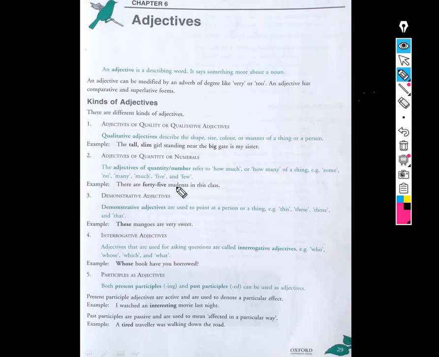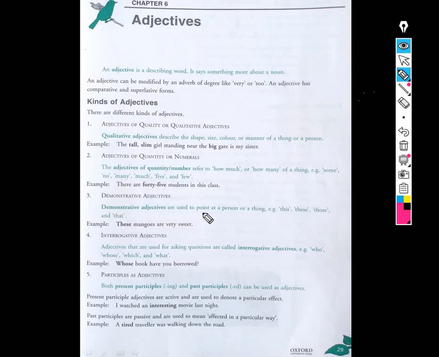There are 45 students in this class. Students, noun, this is being modified by 45. 45 is an adjective of quantity. It is telling the quantity of students. They are 45.